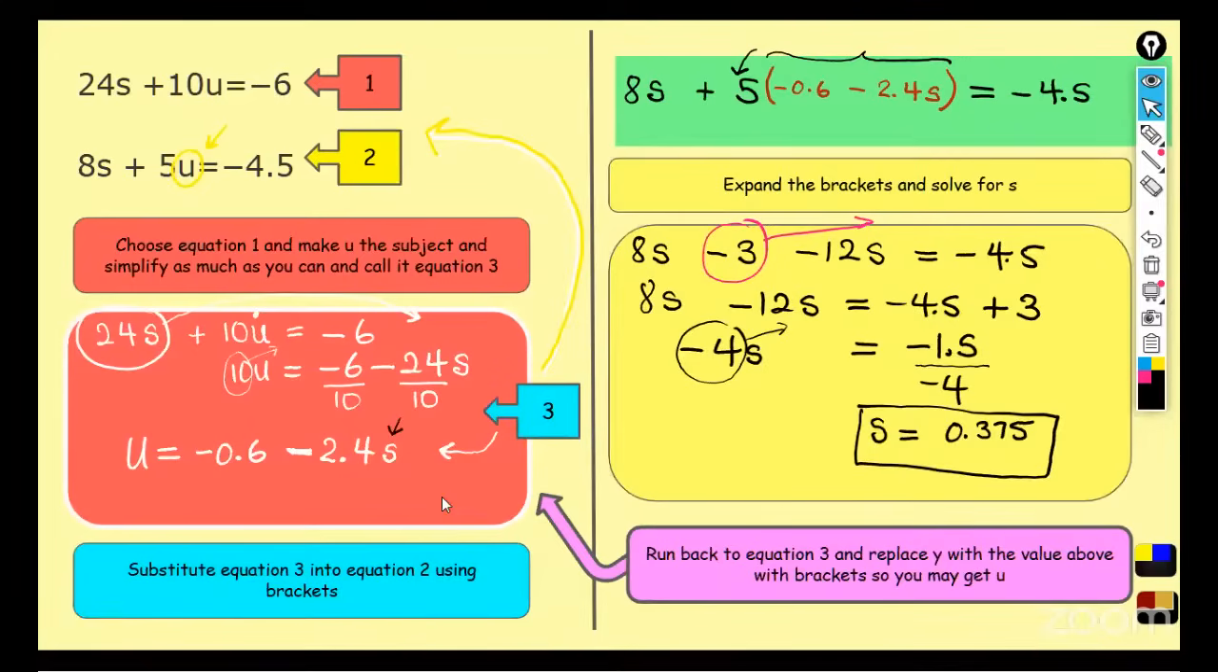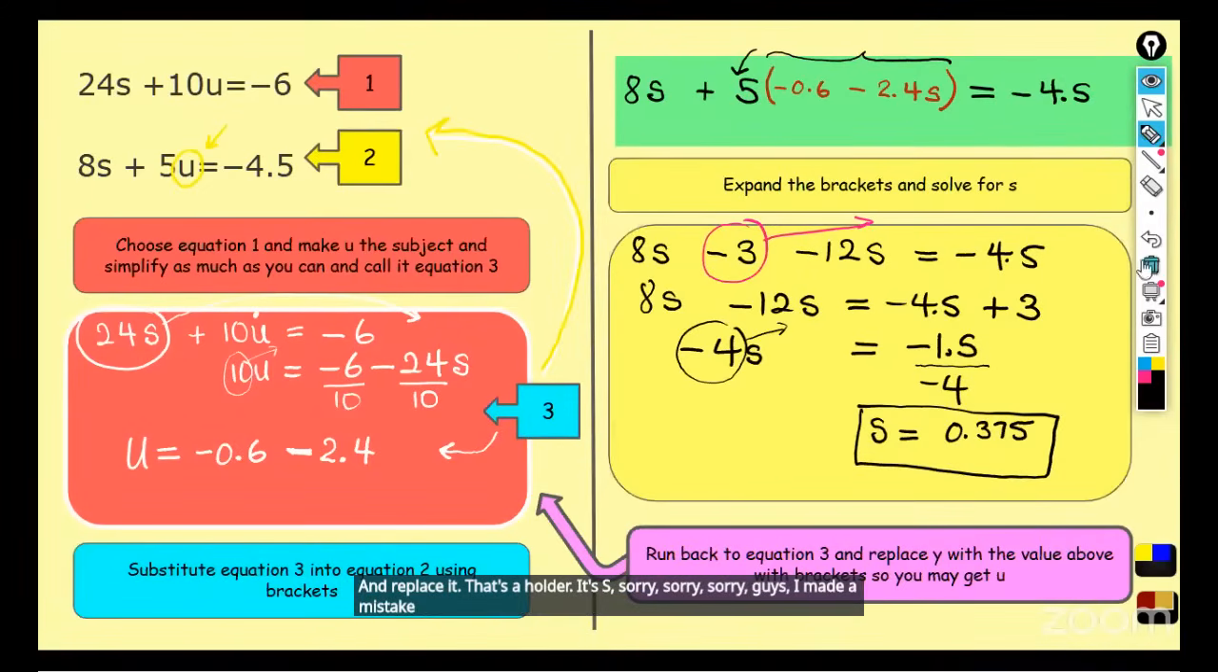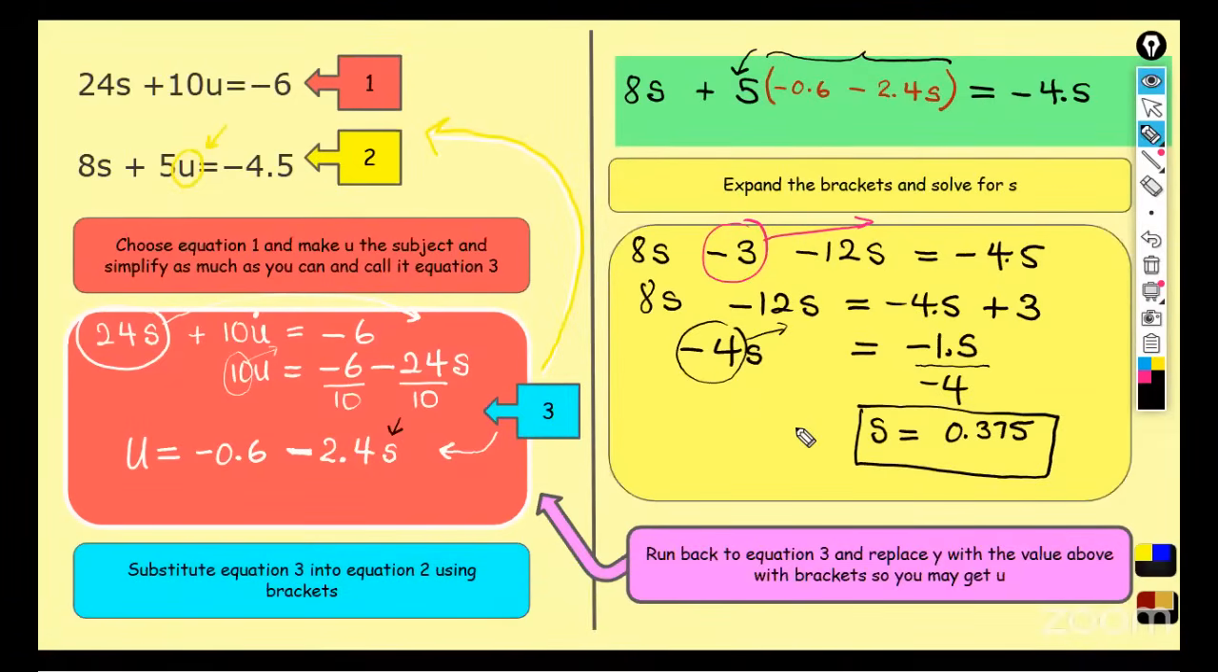Let's replace it here. Look at our letter S here. Throw away that S, right? So, throw away that S and replace it. That's how we do it. It's S. Sorry, guys. I made a mistake. I know something went wrong there. No, is it? That's that one. No, I don't think I made a mistake. That's that one. Right, we replaced the S here.